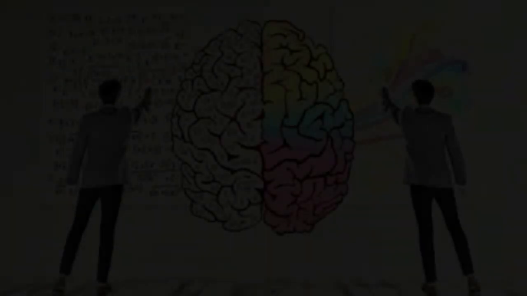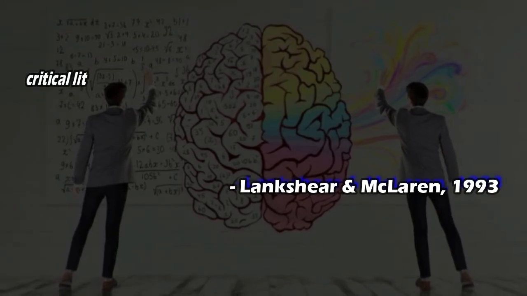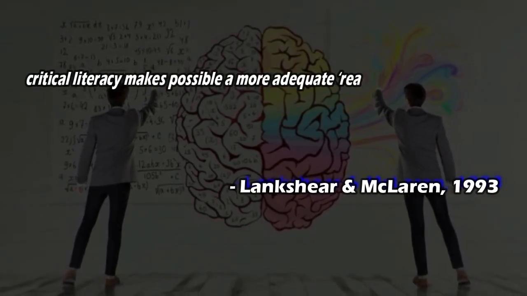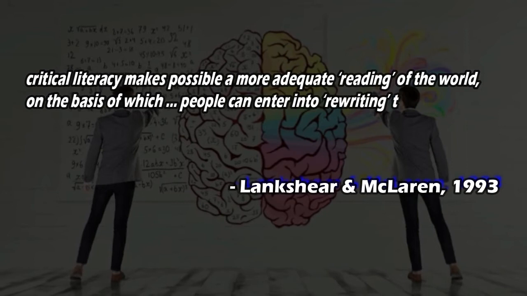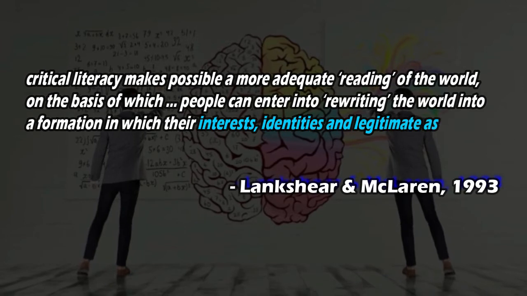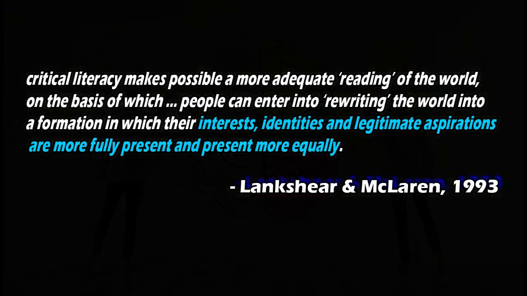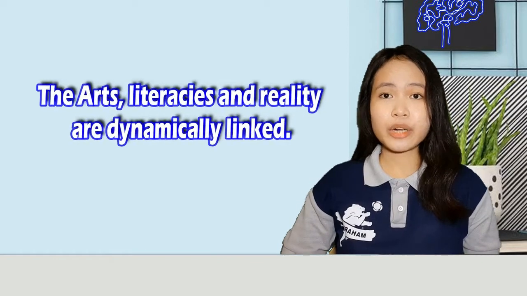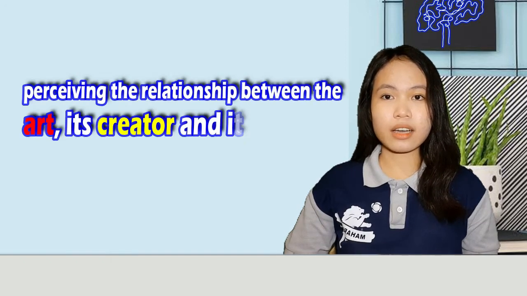Indeed, according to Lankshear and McLaren 1993, cited in Morgan 2002, critical literacy makes possible a more adequate reading of the world, on the basis of which people can enter into rewriting the world into a formation in which their interests, identities, and legitimate aspirations are more fully present and present more equally. The arts, literacies, and reality are dramatically linked, and the understanding attained by critically reading aesthetic texts involves perceiving the relationship between the art, its creator, and its context.